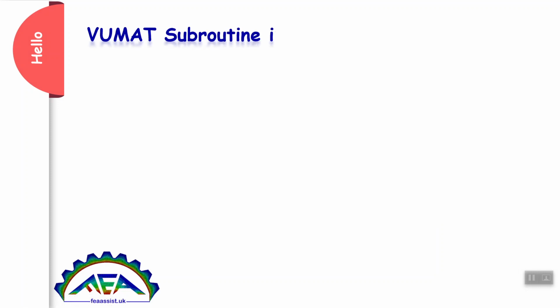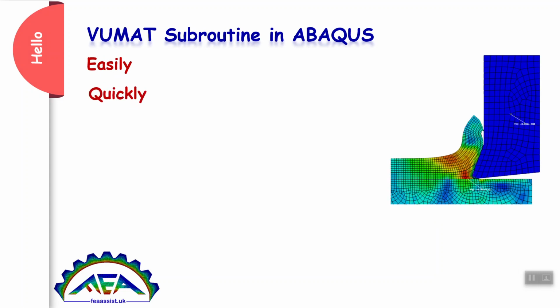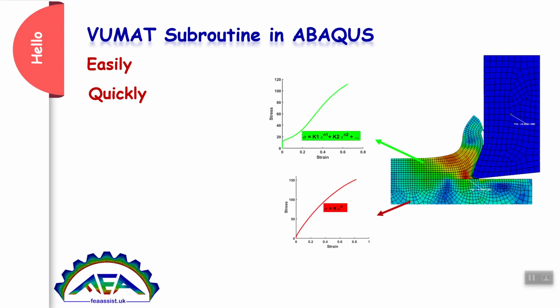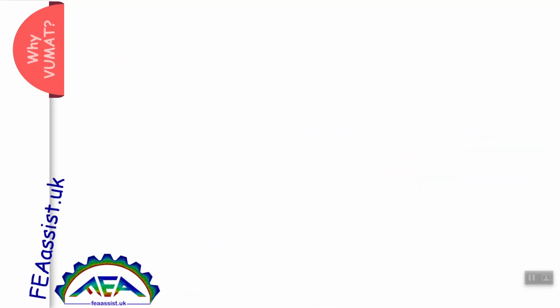Hello. You want to learn VUMAT subroutine in Abaqus easily and quickly. VUMAT is a subroutine to define a new mechanical behavior for materials. Stay with us. The first question, which is very important, is why VUMAT? Why do we need VUMAT to solve our problem?